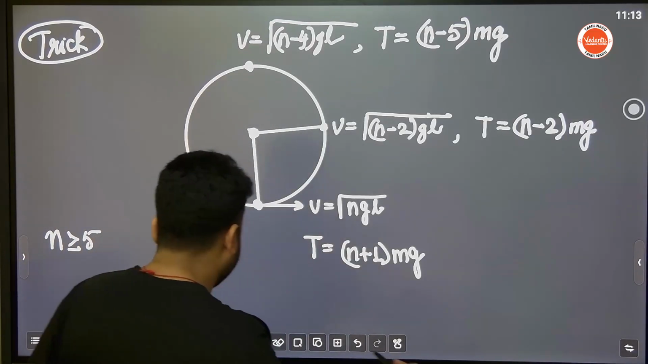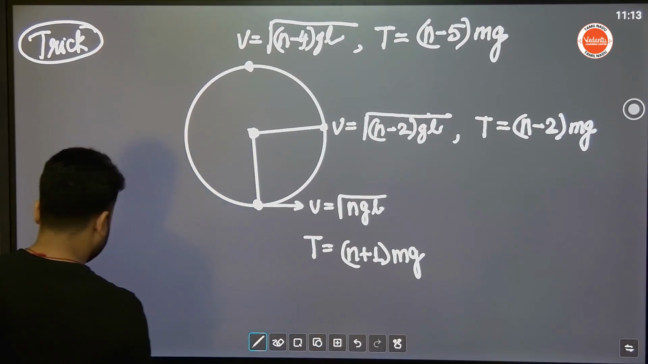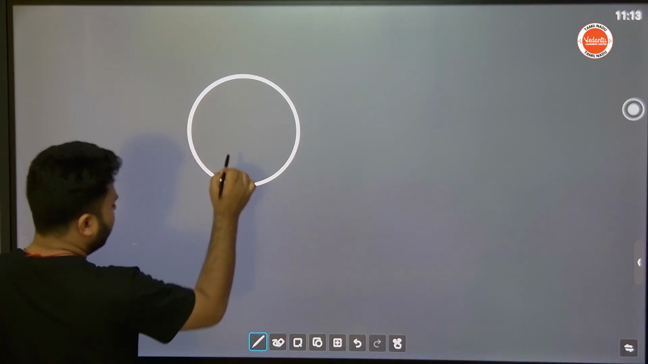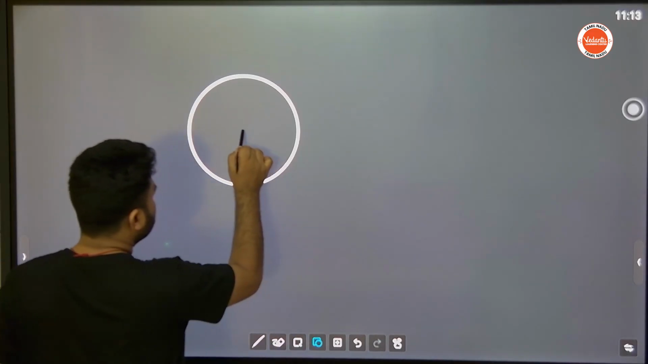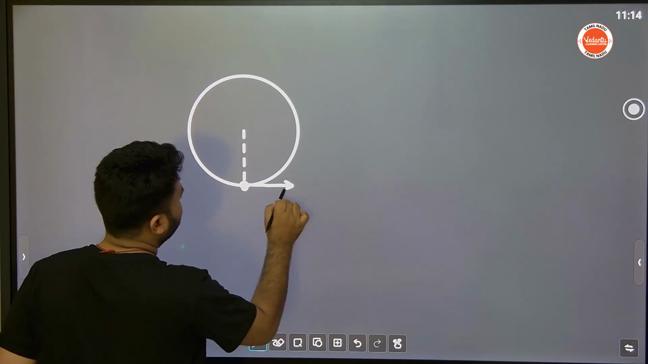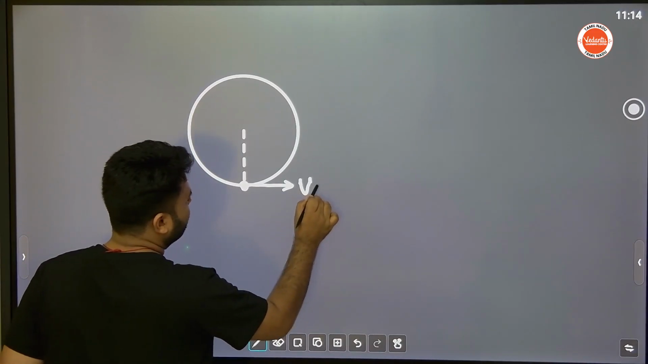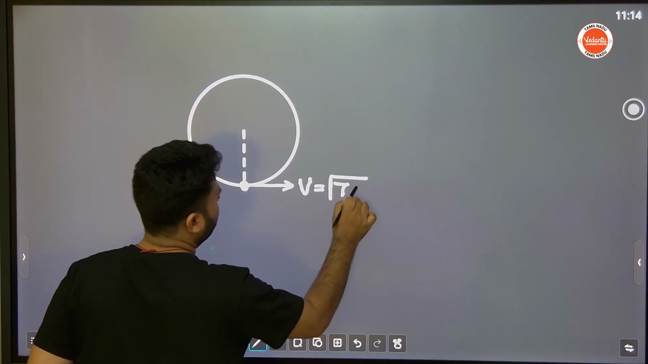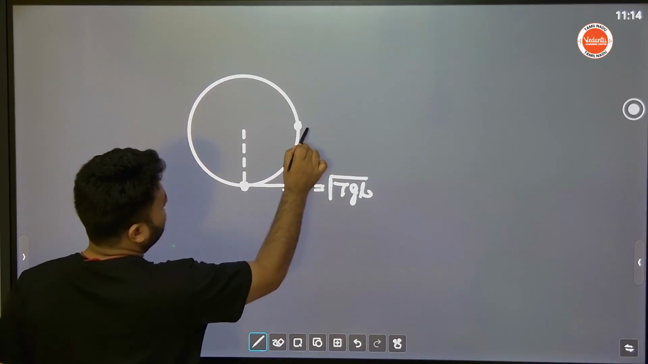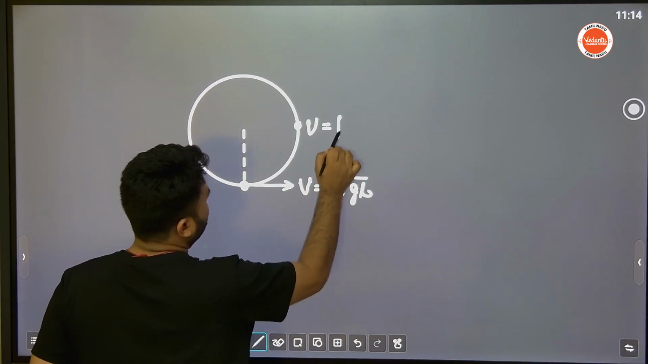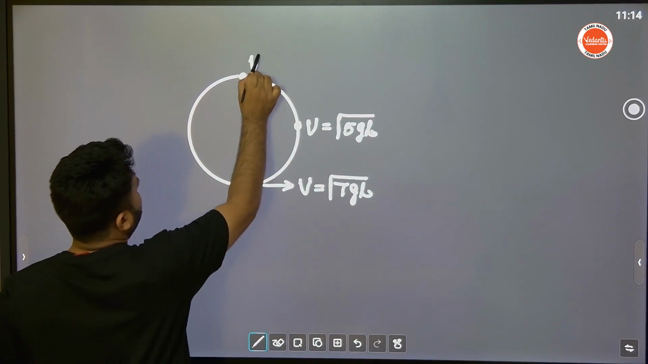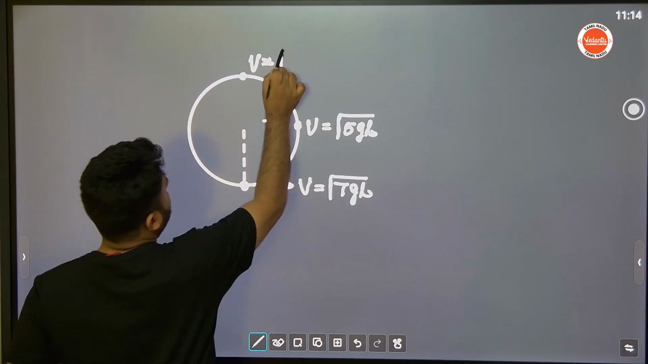If you are a little bit confused, then I will take one example. Simple only. Don't worry. See, suppose this is the string, this is the ball, and we are giving here speed at the bottom. Speed at the bottom is under root 7 gL. They will ask at this point, when theta will be 90 degrees, what will be the speed? You subtract 2, so it will be under root 5 gL. They will ask what is the speed at the top. Again you subtract 2, so under root 3 gL.